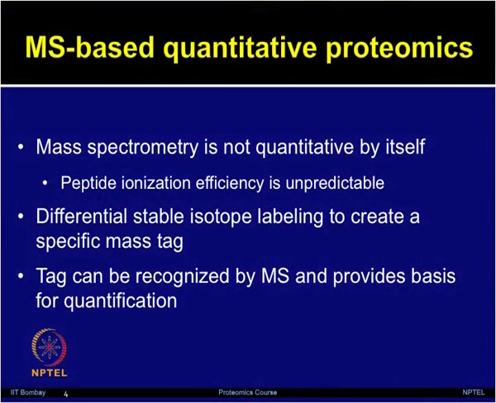So, as we discussed, the mass spectrometer is not a quantitative technique by itself due to the peptide ionization efficiency which is unpredictable. So, differential stable isotope labeling is used to create specific mass tags. The different types of mass tags which are currently very promising for various quantitative proteomic applications include ICAT, iTRAQ, SILAC as well as various other tags. So, these tags can be recognized by MS and provide the basis for quantification.